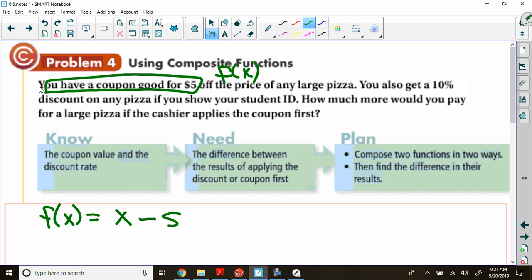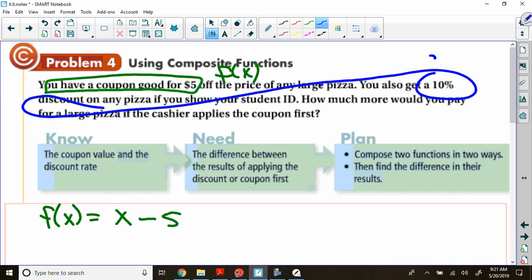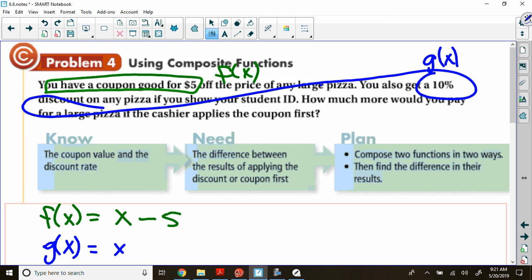It says you also get a 10% discount. I'm going to let that equal g of x. So I'm not going to be paying full price, I'm going to be paying full price minus 10%. So that would be x minus 0.1x. I guess g of x would be best written as 0.9x, because that's how much I'm paying. I'm paying 90%.